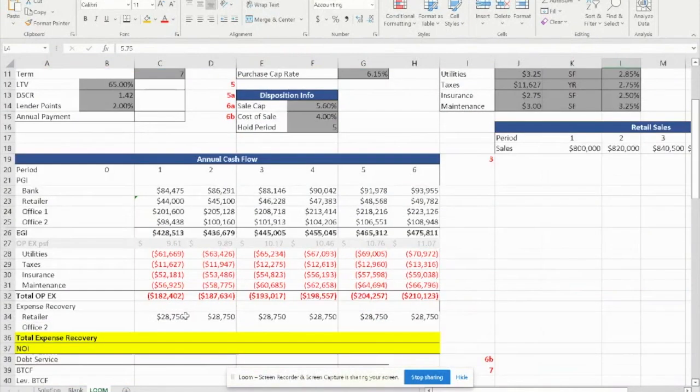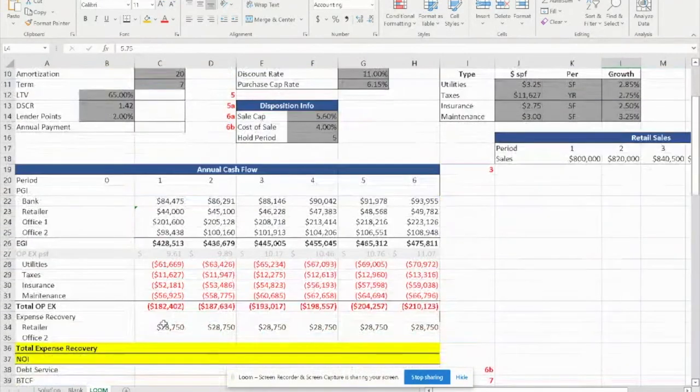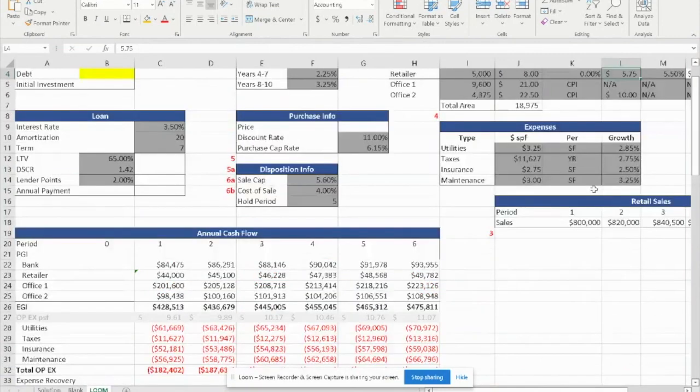So the most that the landlord can recover from this tenant is that $5.75 times the square footage, which equates to $28,750. Now we're going to do it for Office 2 as well.